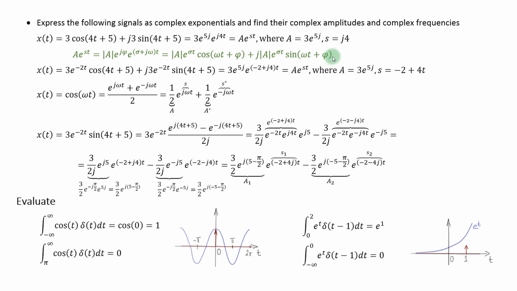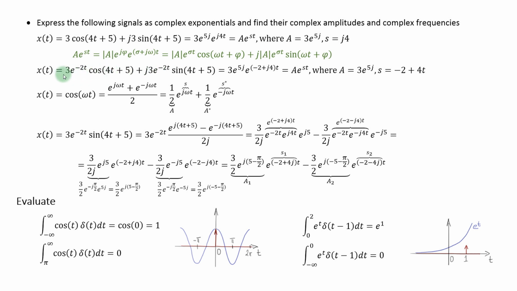And from the lecture I know that this expression I can write as a complex exponential in this form. So now that I have identified these individual variables, I can write this expression in this form. And here I can identify that this is the complex amplitude. My complex amplitude is this, and j times 4 is the complex frequency. This is my complex frequency.